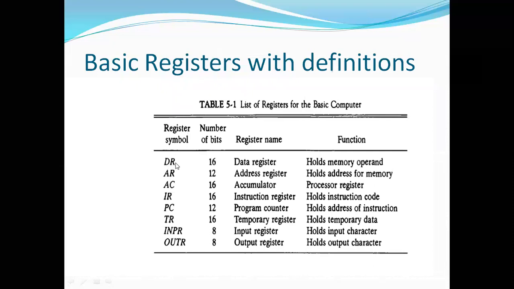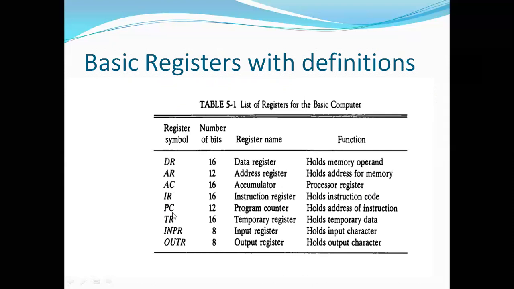So these are the basic registers with their definitions. The data register has 16 bits and is represented by DR. It holds the memory operand, that is, the data. The address register holds the address for memory, whether it is an instruction address or a data address. The accumulator is the basic default processor register. The instruction register holds the instruction.